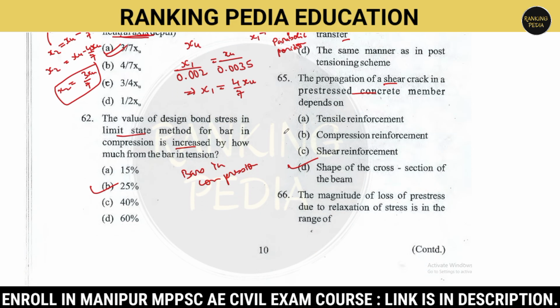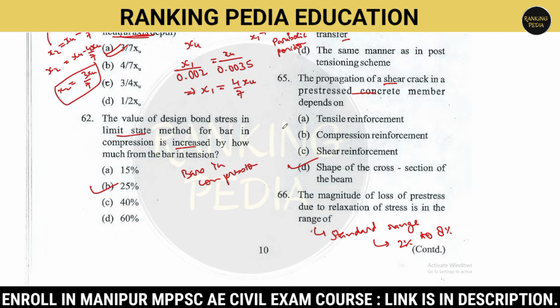Next question: the magnitude of loss of pre-stress due to relaxation of stress is in which range? So the standard range for this is from 2% to 8%.